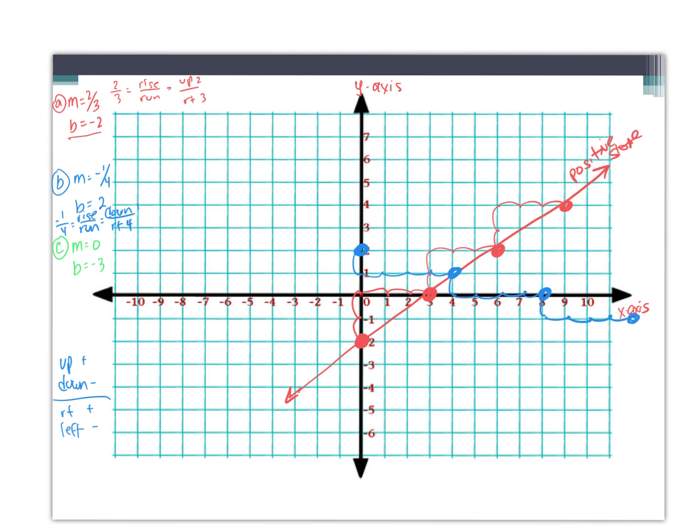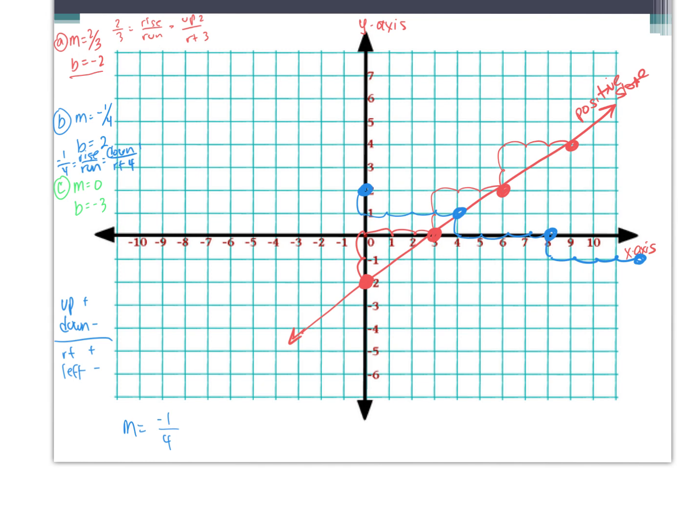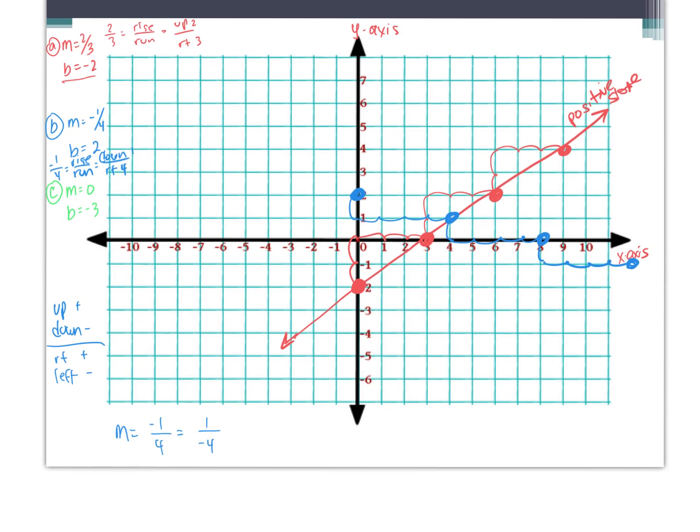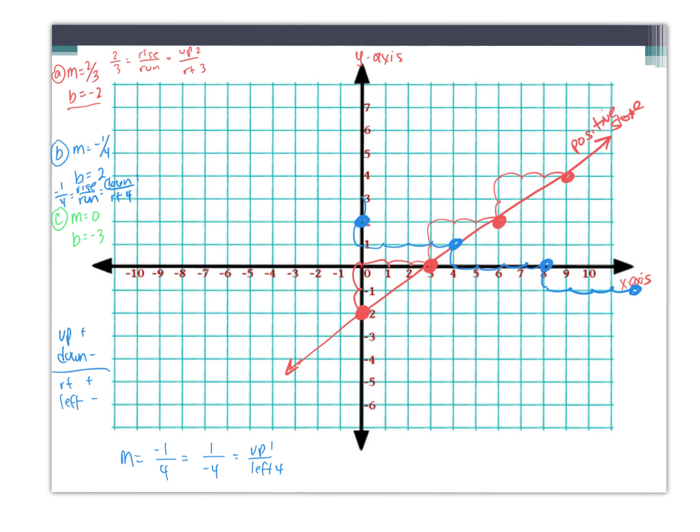Now, could I switch it and go the other way? Yeah. If I have an m of negative 1 over 4, I could also make it positive 1 over negative 4, which would mean up 1, left 4. And look what happens if I start at 2. Up 1 and left 4. And notice that my slope stays the same, and I can still draw my line through here.